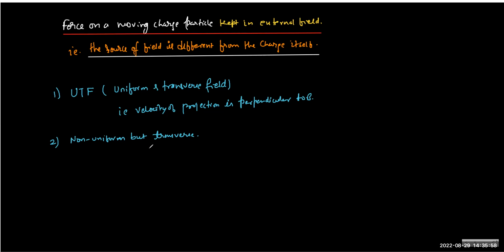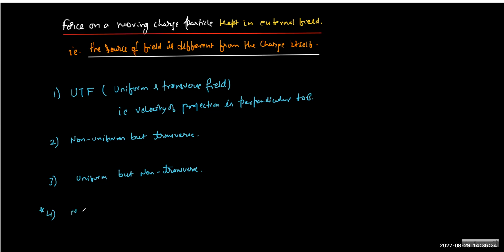Yes, sir. The third category is where the field is uniform but non-transverse. So the value is not changing, but it is non-transverse. So uniform but non-transverse. Okay. So that is very interesting. And the fourth, you make what?